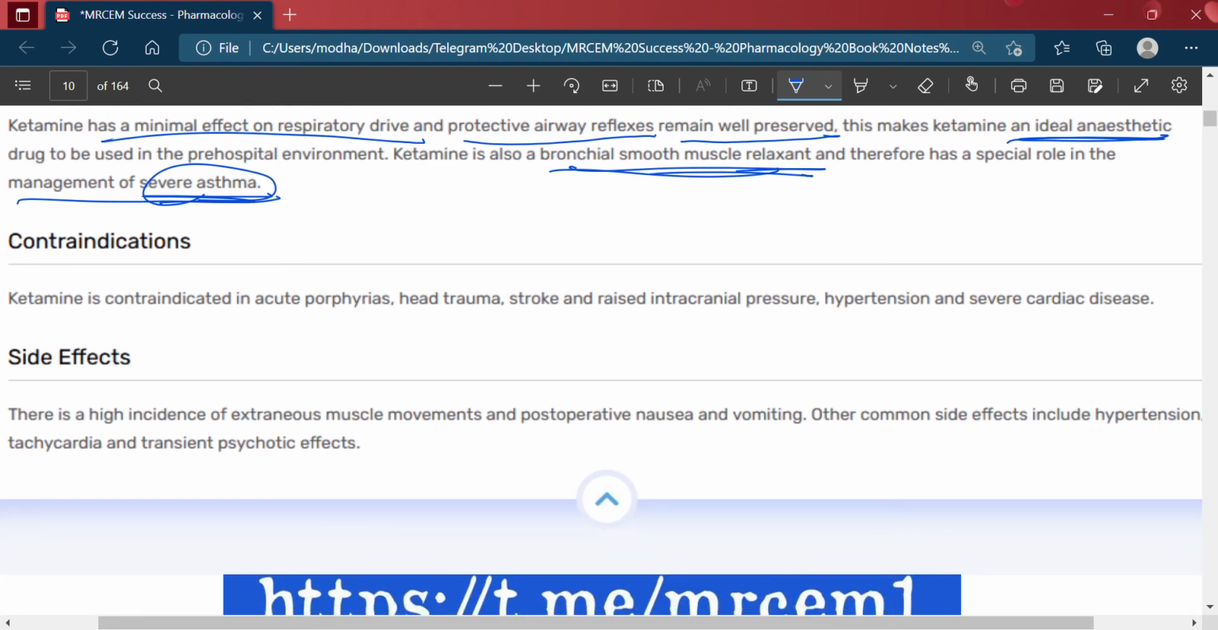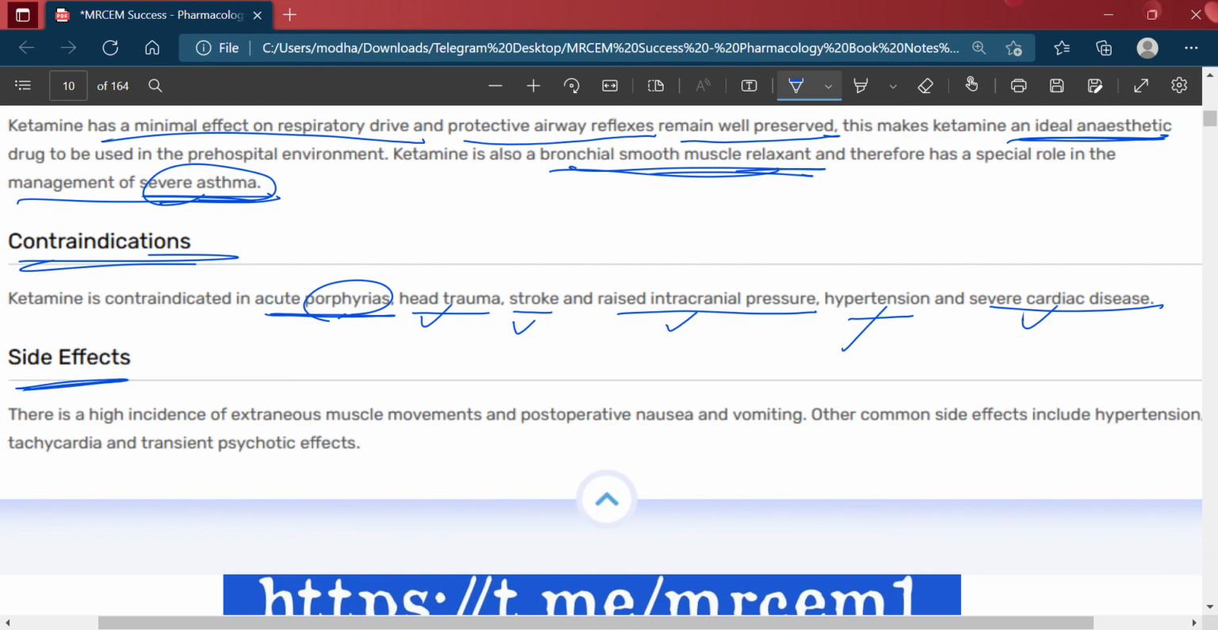Now, what are the contraindications? Ketamine is contraindicated in acute porphyrias, head trauma, stroke, raised intracranial pressure, hypertension, and severe cardiac disease. What are the side effects of ketamine? There is a high incidence of extraneous muscle movement and postoperative nausea and vomiting. Other common side effects include hypertension, tachycardia, and transient psychotic effects.